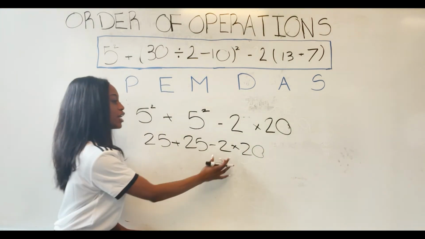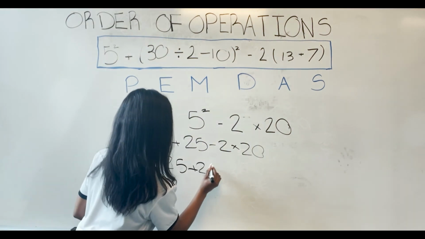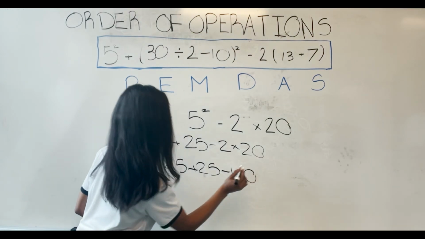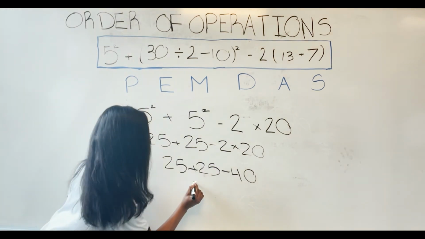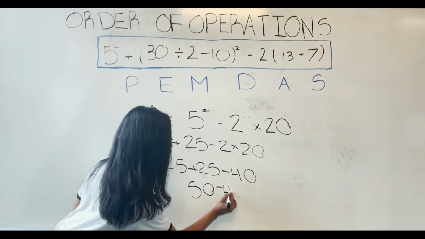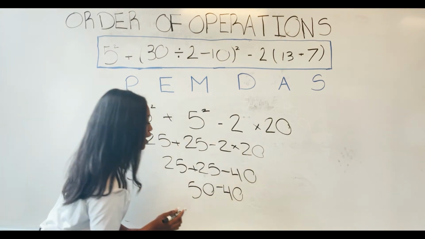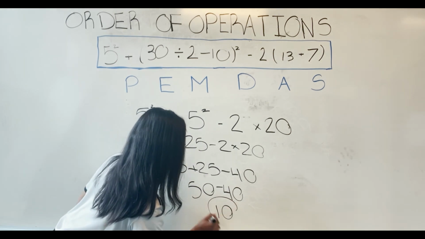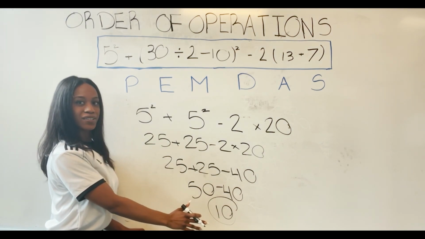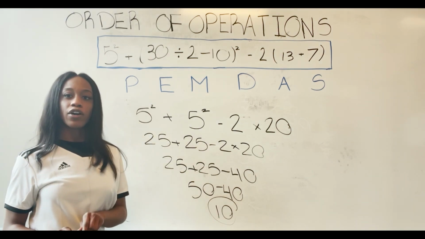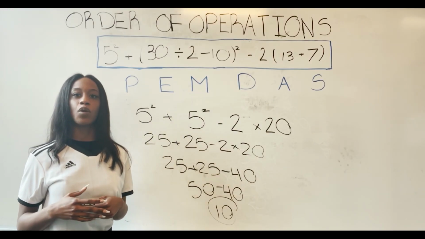Next, we multiply. So we've got 2 times 20. That gives us 40. Now we add 25 plus 25, 50. And then lastly, we're going to subtract to get our final answer of 10. So that's 50 minus 40, and that leaves us with 10. So this is how we use the order of operations to solve an equation or a math problem with multiple operations going on.